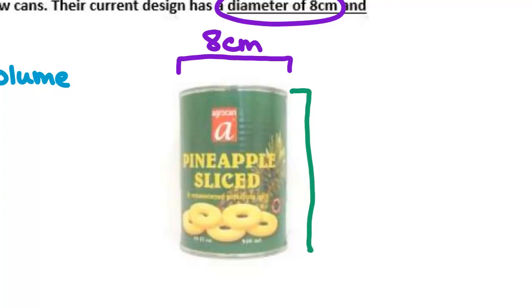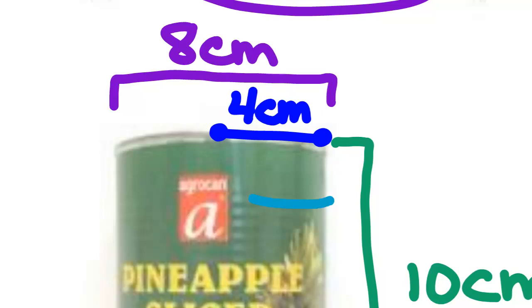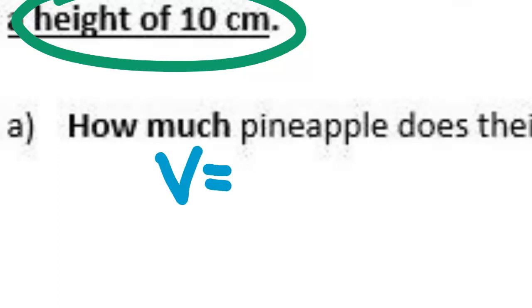If it has a diameter of 8 centimeters, what is the radius? 4. What shape is the can? A cylinder. How do we find the volume for a cylinder? Area of the base times the height. And what shape is the base? Circle.